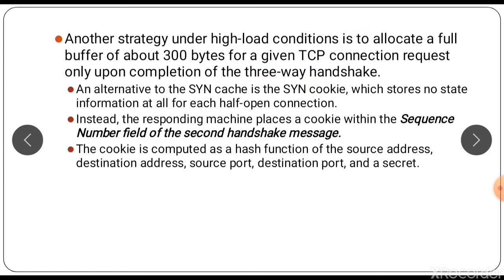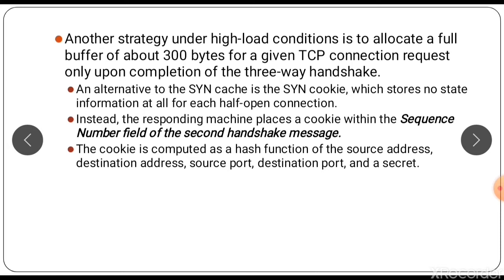So here, the SYN cookies store no state information at all for each half-open connection. Instead, the responding machine places a cookie within the sequence number field of the second handshake message. The cookie is computed as a hash function of the source address, source port, destination port, and a secret.